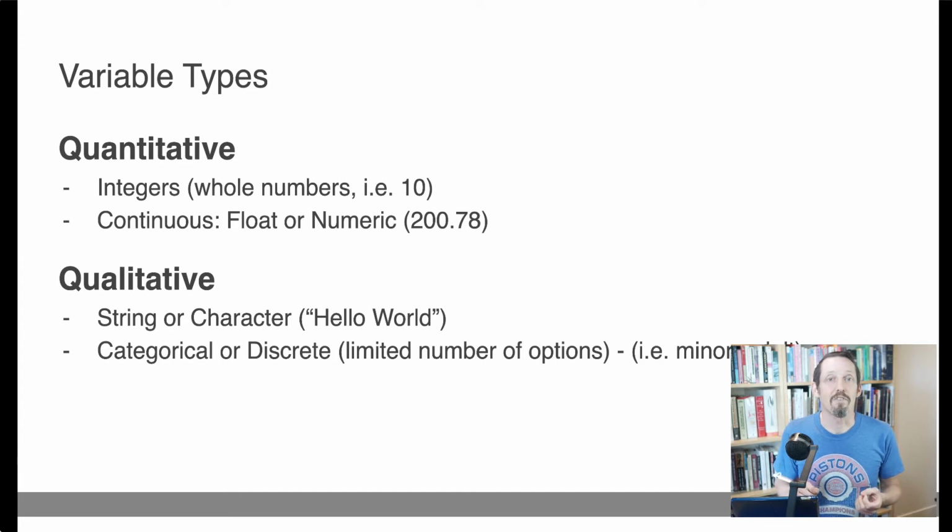Qualitative data has a quality to it. It is not numeric. So the quality is the word that you're writing, a string. Or it could be that it belongs to a particular category, right? Like we have data about whether or not a show is good or bad. Does it belong to the good category or the bad category?